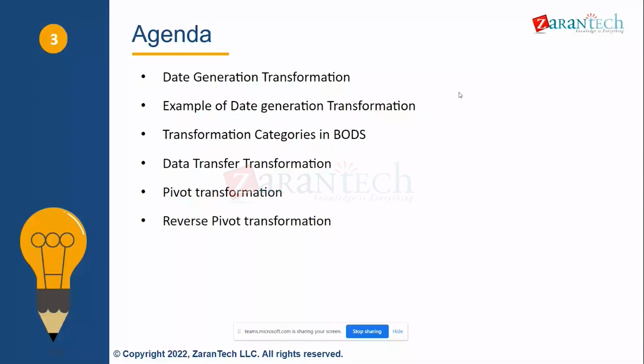From this we get to know what the different transformations are, where we can use those transformations, and how these will process the data. So first, we have different categories of transformations in BODS. As I will show you, one second.